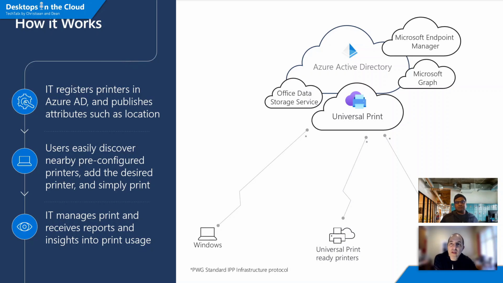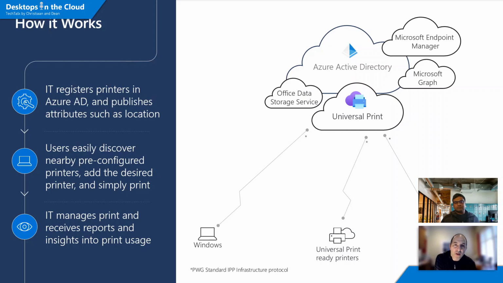In terms of how it works, as the diagram shows, from a Windows machine, the user prints, and the device is connected to the cloud service via IPP, the Internet Printing Protocol. Printers are also connected to the cloud via IPP. There are two situations. The printers could either support Universal Print natively, connected directly to the Universal Print service. Those are new printers or printers that have an updated firmware.